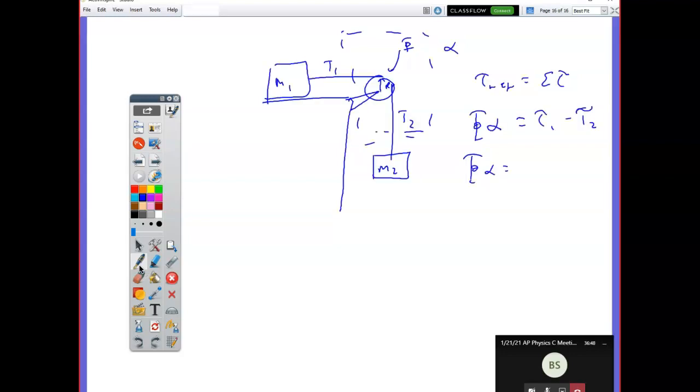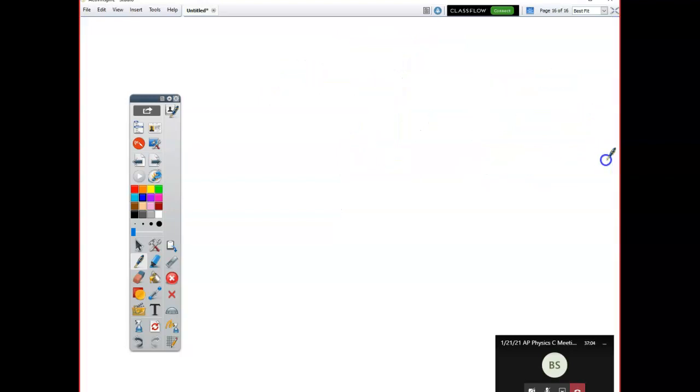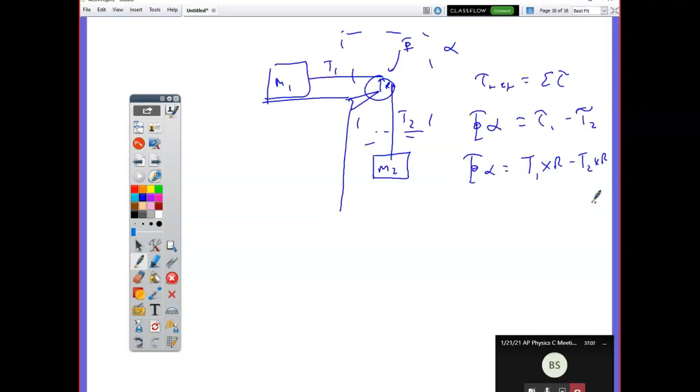Something cross radius. Yes, force cross radius. The tension is the force. So it's going to be T1 cross radius. Now, do I have to worry about the cross product? No, it's perpendicular, so T1 times radius minus T2 times radius. Now I look through my choices. On D, they collect like terms, so they pull out the R. Does that make sense? Yeah. And that's it.